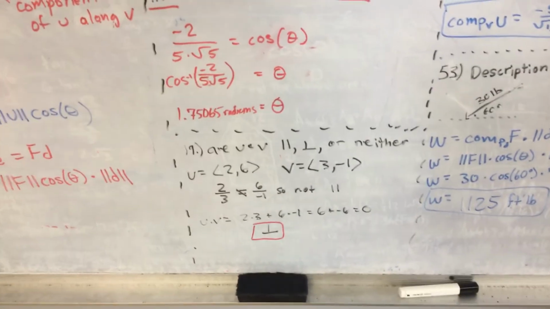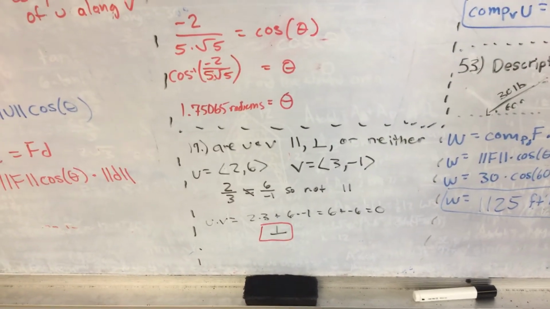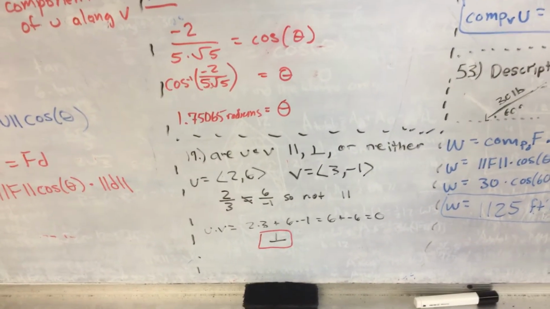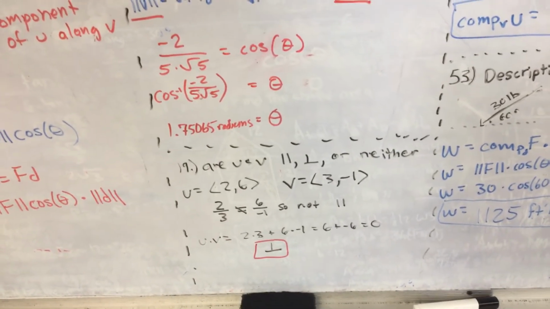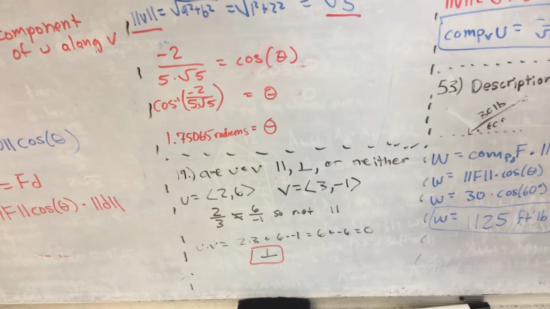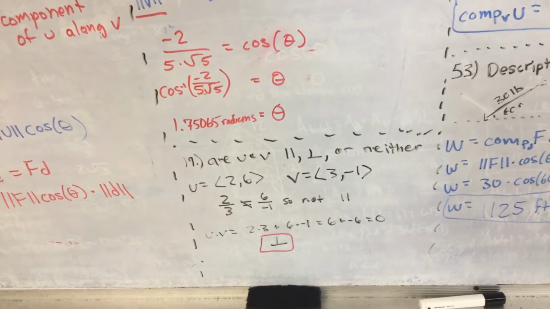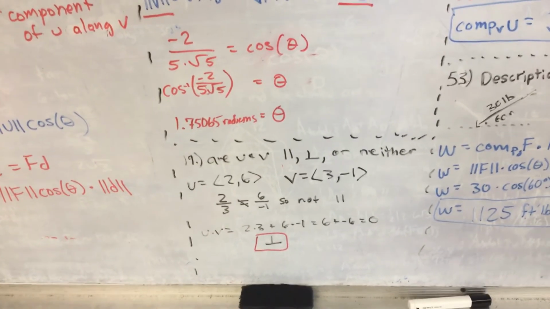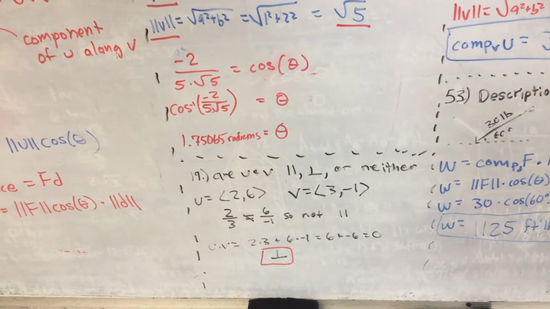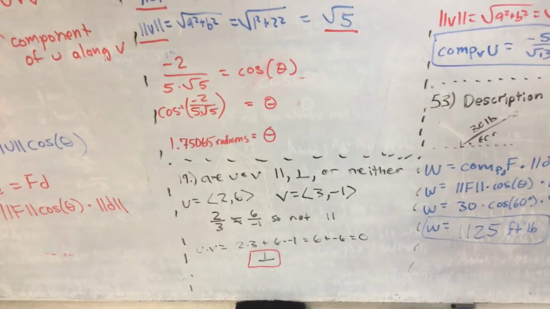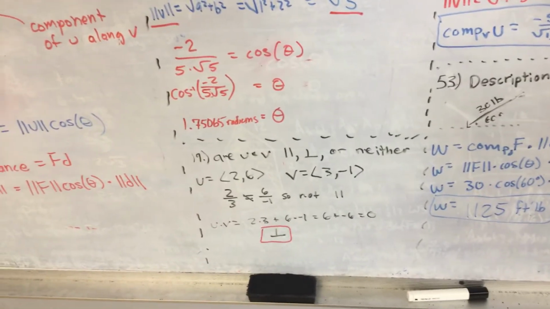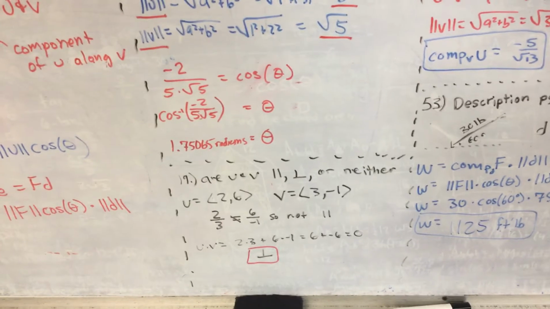So, number 19, we're trying to find whether u and v are parallel, orthogonal, or neither. First, we're going to see if they're parallel. We take 2 divided by 3. That is unequal to 6 divided by -1. So there's not a real number k that when multiplied by v will give us u. Okay? So you just set up these ratios. If they're the same, they are parallel.